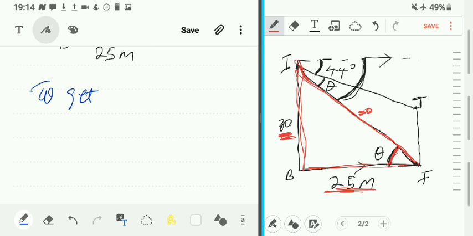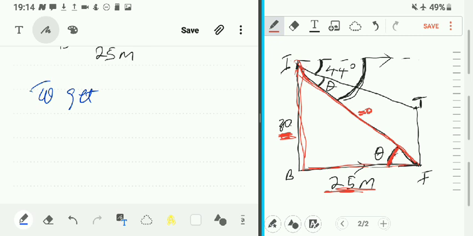In this case, we are not looking for a side. We are looking for an angle. But we can still use SOHCAHTOA. SOHCAHTOA is not just used to calculate sides. If you understand your formula, you can also use the technique of SOHCAHTOA to get an angle.